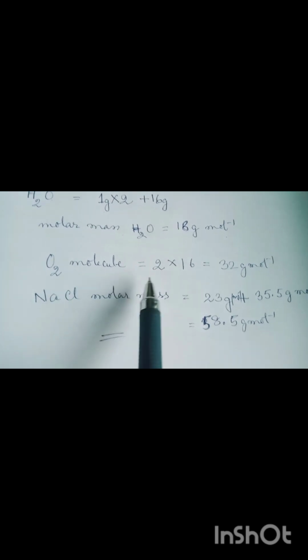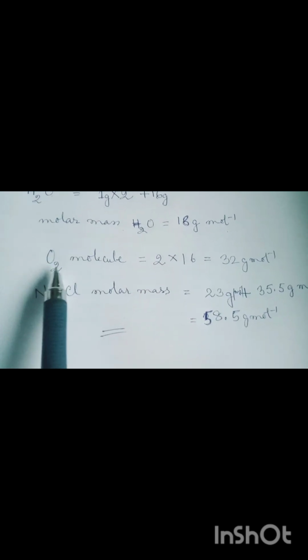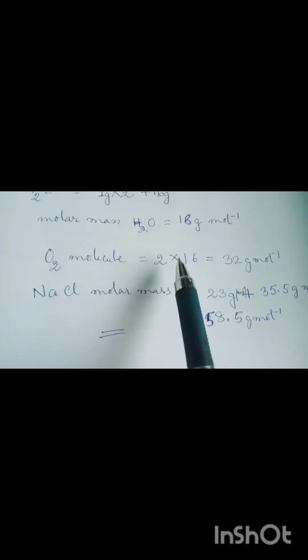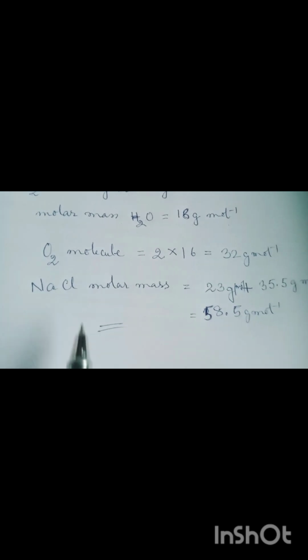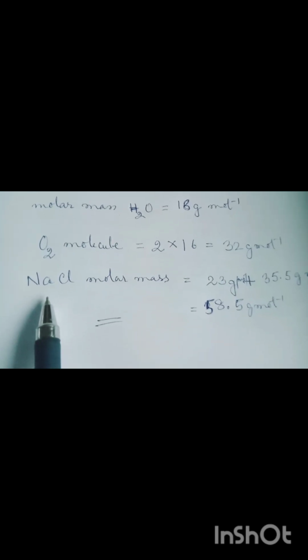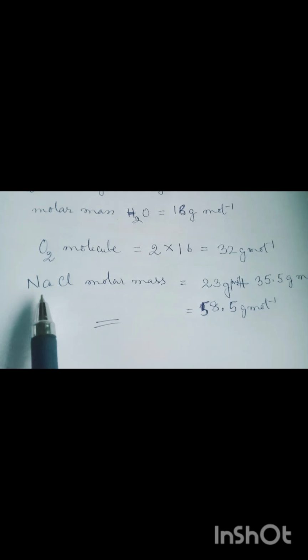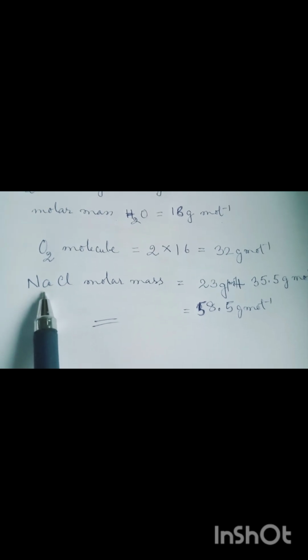16 gram is for 1 oxygen atom. There are 2 oxygen atoms in a molecule, so multiplied by 2 it gives 32. Similarly, we can calculate molar mass for any compound.